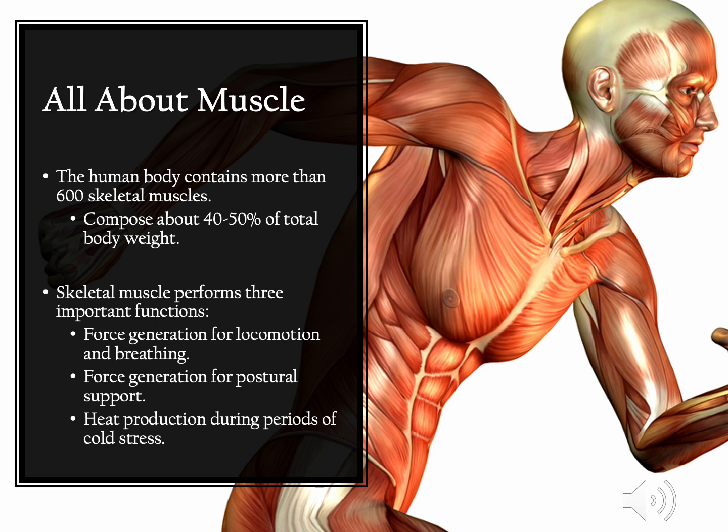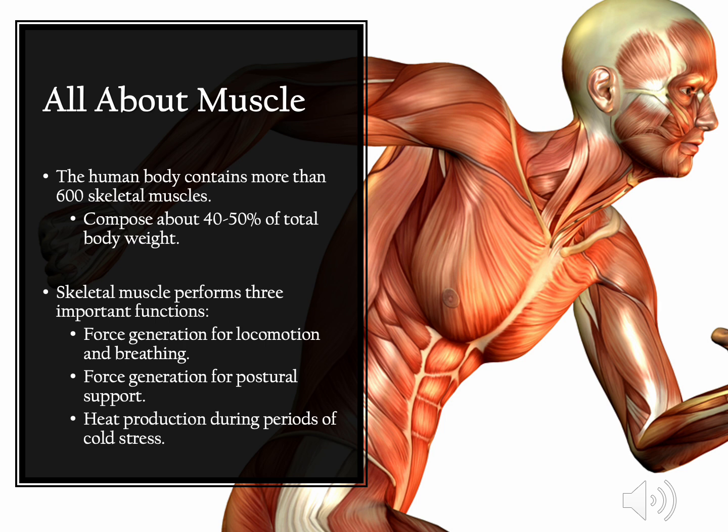The skeletal muscle performs 3 vital functions. The first one, force generation for locomotion and breathing. Breathing is automatic. Think about that. We don't tell our body to breathe. It just naturally occurs.